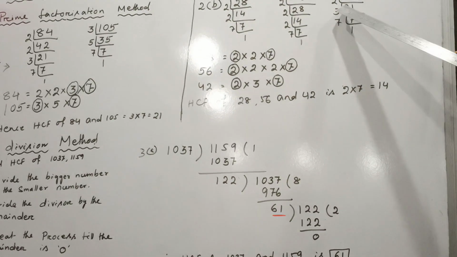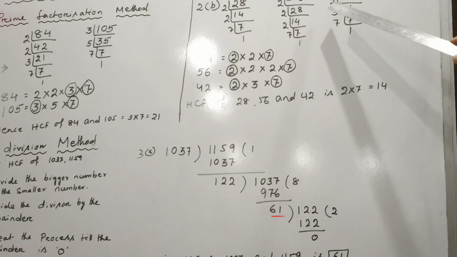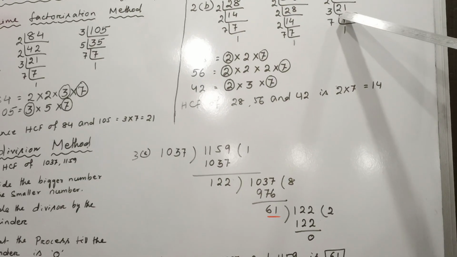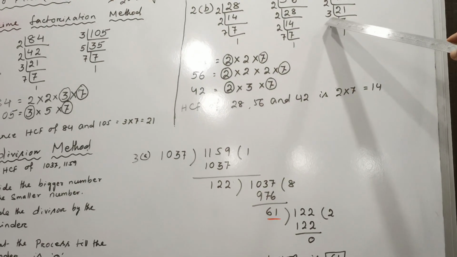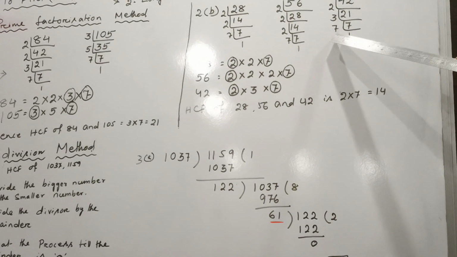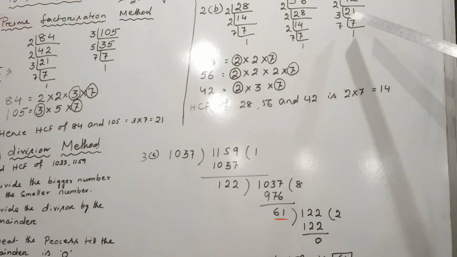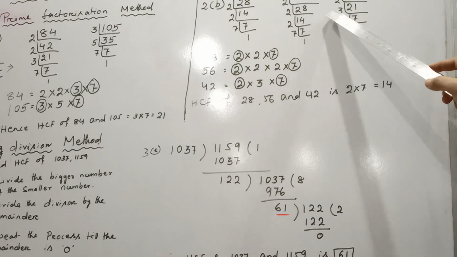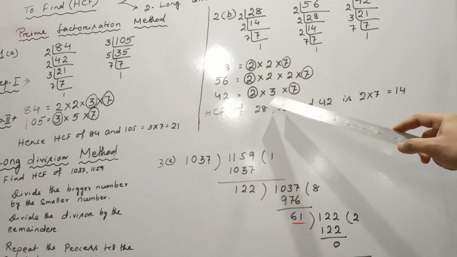Then find out factors of 42. 42 divided by 2, answer is 21. 21 divided by 3, answer is 7. 7 divided by 7, answer is 1. So factors of 42 are 2 into 3 into 7.